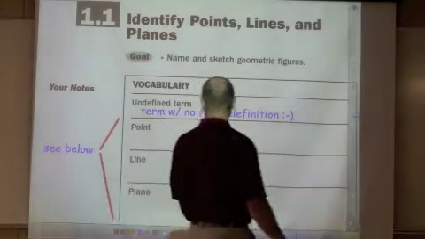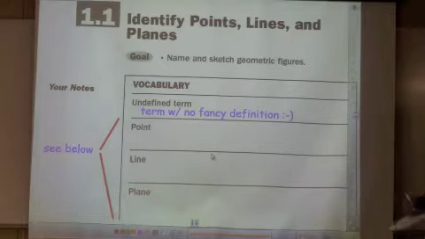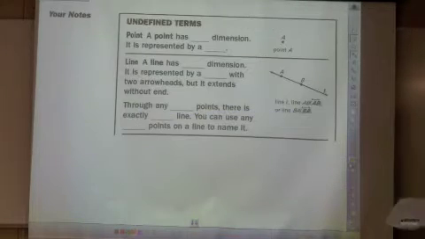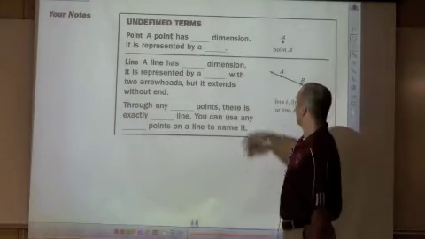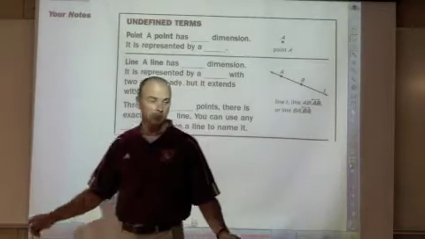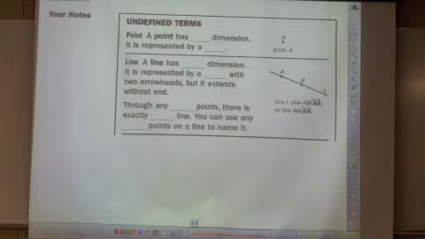Okay, point, line, and plane. So an undefined term doesn't have a fancy definition. It's easier just to look at a picture. A point. Hey, there it is. You guys have been dealing with points for a long time, so I'm not going to spend too much time on it. Now, how many dimensions does a point have? Is it 0-dimensional, 1-dimensional, 2-dimensional, or 3-dimensional? What do you think?